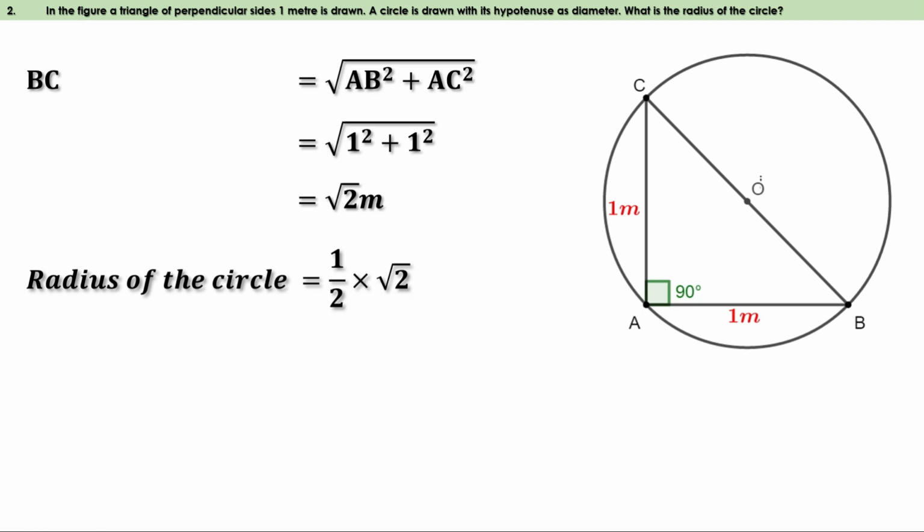Now to find the approximate value, we can give the approximate value of root 2. That is, the radius of the circle is approximately equal to half into 1.414, and that is equal to 0.707 meters. That is, the radius of the circle is approximately 0.707 meters.